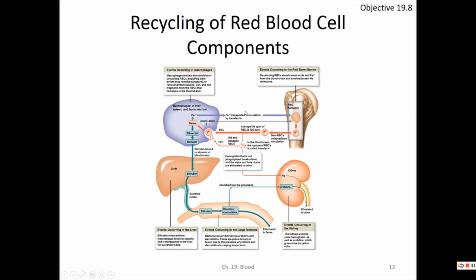But normally our macrophages in the liver, spleen, and red bone marrow get it, and they break it down. They take the heme and the globin and recycle it, reuse it. They take the iron out of the heme and recycle it, send it to make new blood cells. They break the heme down to biliverdin and bilirubin.